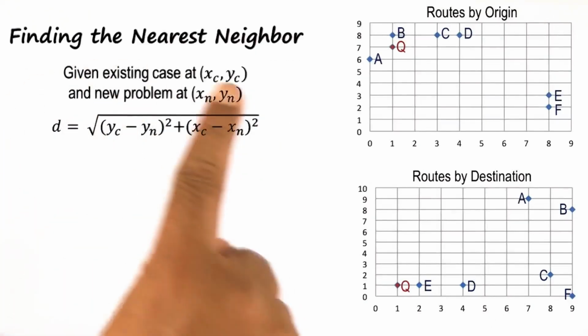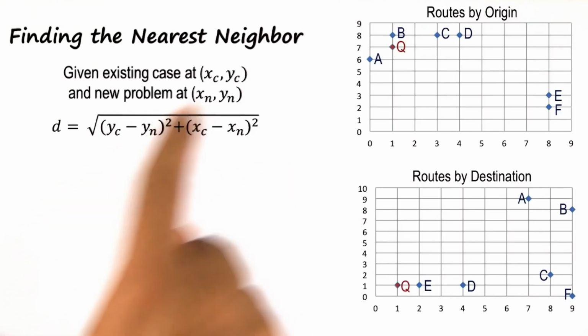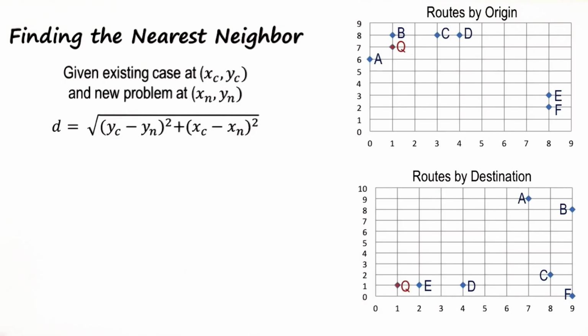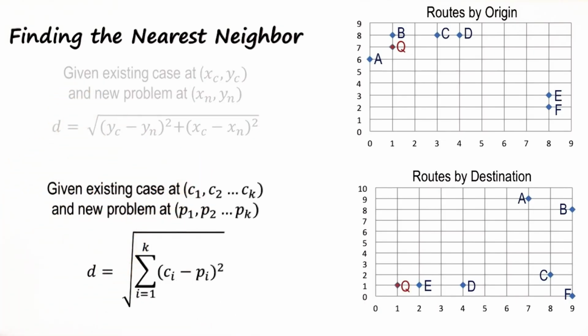Earlier we had this formula for calculating the Euclidean distance in 2 dimensions. Now we can generalize it to many dimensions. So here is a generalization of the previous formula for computing nearest neighbor. In this new formula, both the case and the problem are defined in k dimensions, and we'll find the Euclidean distance between them in this k dimensional space.